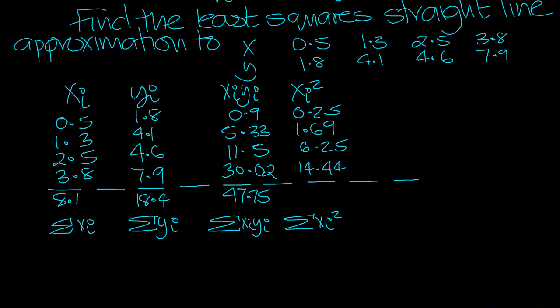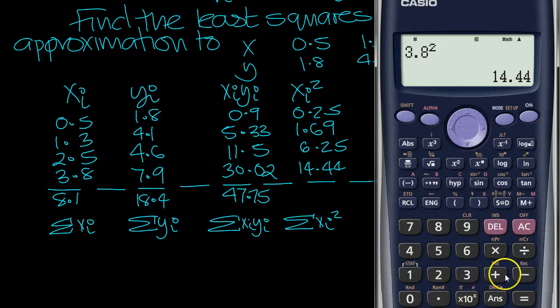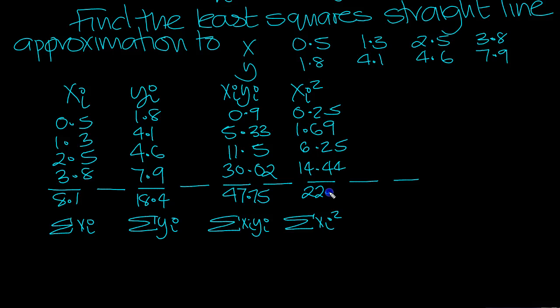So add that to, plus, so the 14.44 plus 6.25 plus 1.69 plus 0.25, which is 22.63. Okay, that's all the ammunition we need then.